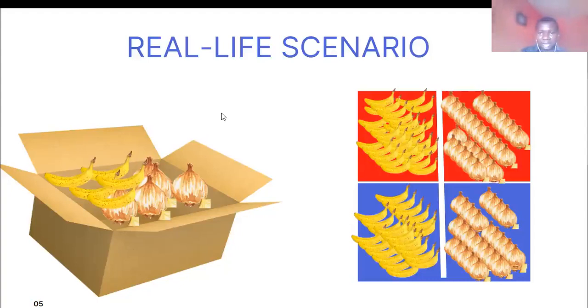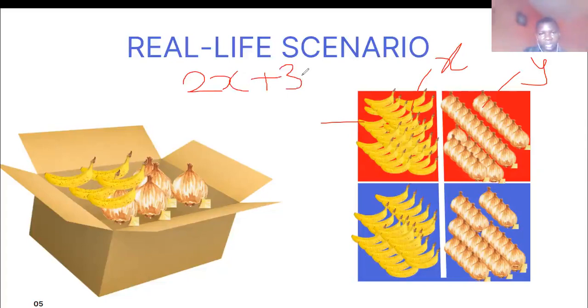Let's say in this compartment, we can place bananas 2 in each row. So for the banana, let banana be x and let our onion be y. For this first layer that you are looking at here, we might not be able to know the total number of bananas, so we can say that we have 2x because we are inserting 2 bananas at a go, plus 3 onions. Let me say 3y.